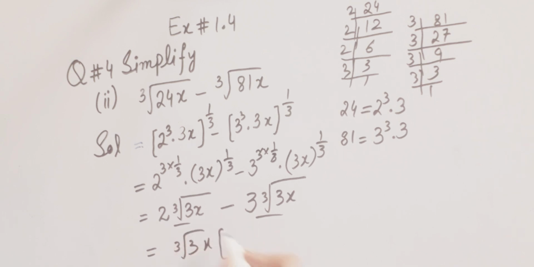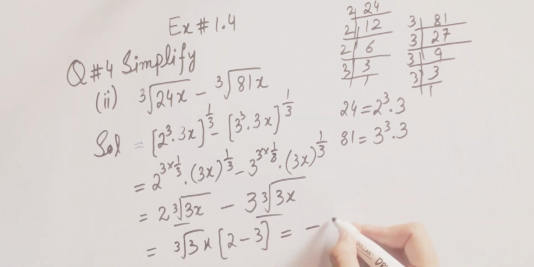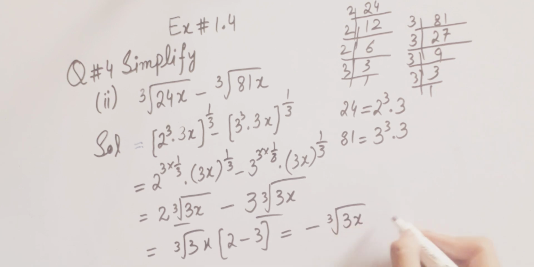We have 2 minus 3. 2 minus 3 is equal to minus 1. So we have minus 3 into square root of 3x. So this is the answer of this question.